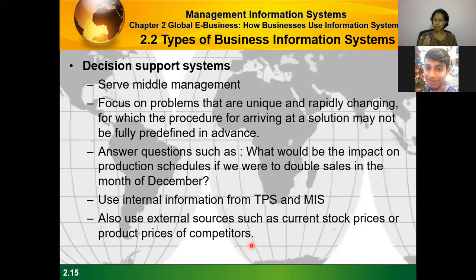Now the MIS, it got information from purely internal sources. But the decision support system or the DSS, is it like that? No, right? The DSS gets information from sources that are external to the organization as well. For example, the current stock prices or the product prices of competitors. Let's say we are trying to introduce a pricing scheme for our products, right? So the decision support system can help the organization to take this unique decision.